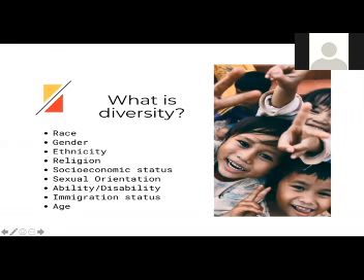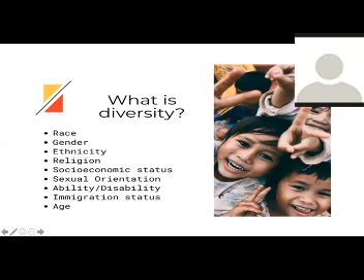All right, first up is diversity. Diversity is a term that we hear all the time, but what are those things that really make up diversity? It includes things like race, gender, ethnicity, religion, socioeconomic status, sexual orientation, ability and disability, immigration status, and age. Basically, it's all of those things that make up our identity.